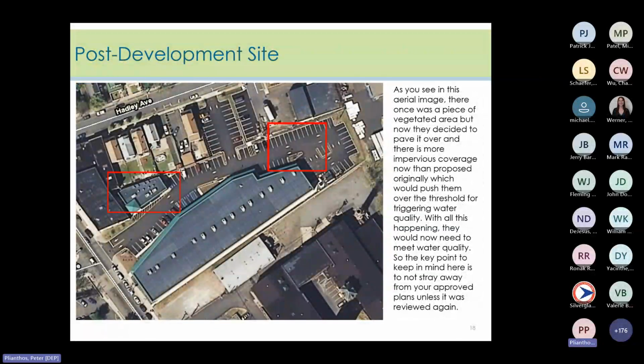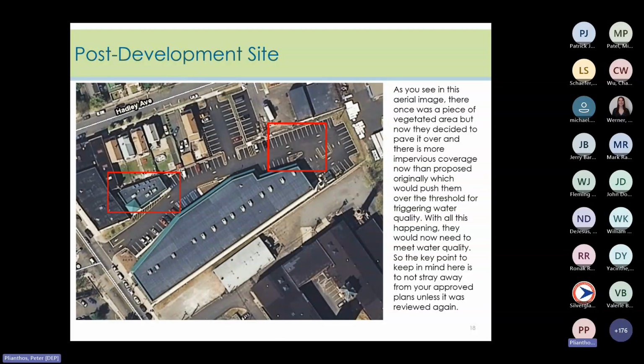And they were already considered to be close to triggering the water quality standards, with being just under the quarter acre of increase in impervious coverage. As you can see here in this aerial image, there once was a piece of vegetated area, but now they decided to pave it over, and there is more impervious coverage than proposed originally, which would push them over the threshold for triggering water quality. With all this happening, they would now need to meet the water quality standards.